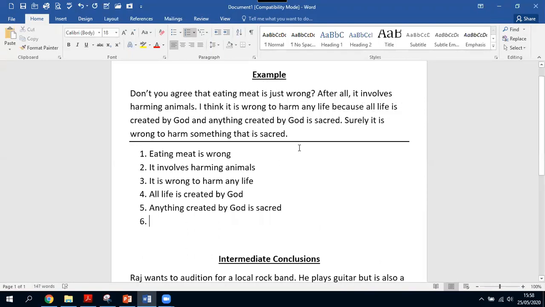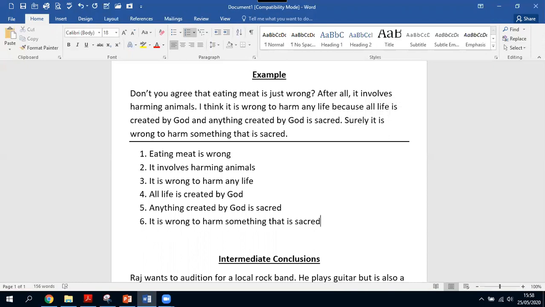The last one: it is wrong to harm something that is sacred. So surely it is wrong to harm something that is sacred. Let's just get rid of the "surely" and put: it is wrong to harm something that is sacred. Now, first of all, have a look at those 6 sentences that we've just listed.